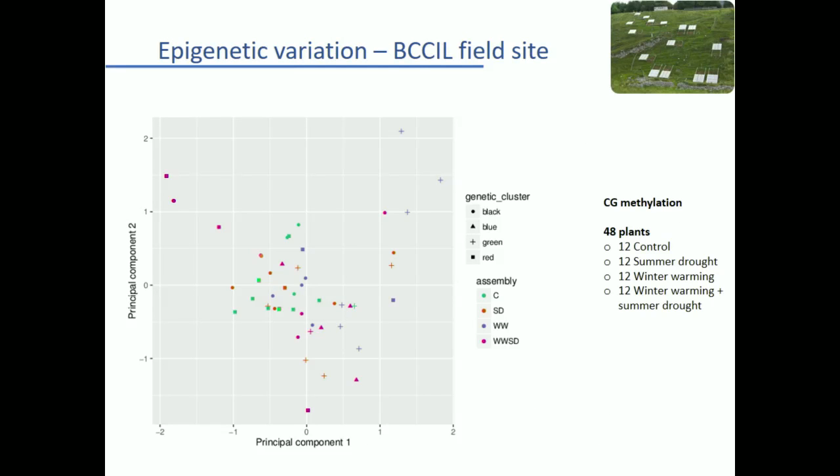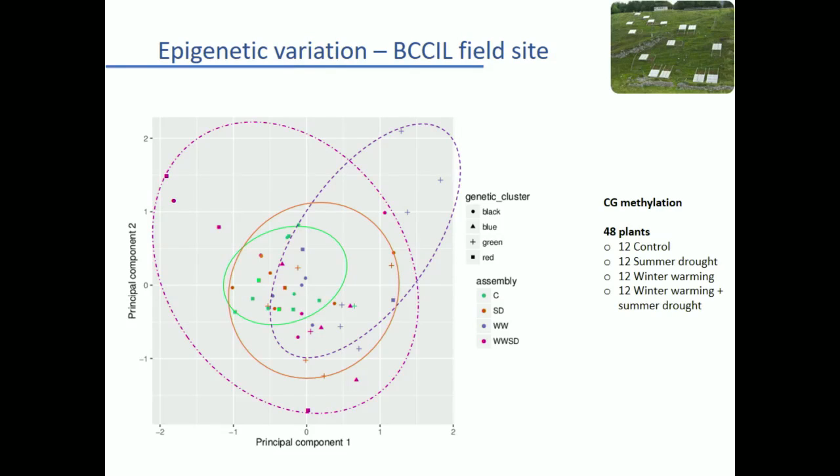We then looked at the epigenetic variation, and these results are still a bit preliminary because only about 48 plants are included. But although there was no genetic differentiation in response to these climate change treatments, we did find some evidence for epigenetic differentiation. You see clearly that the plants from the control treatment, the green dots, nicely cluster, followed by the plants from the summer drought treatment in orange, and then some plants from the winter warming. The plants from the winter warming and combined summer drought treatment show no real clustering at all. But there is some evidence for epigenetic clustering in response to these climate change treatments.